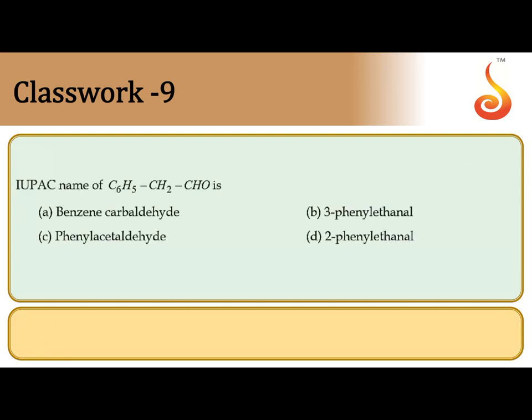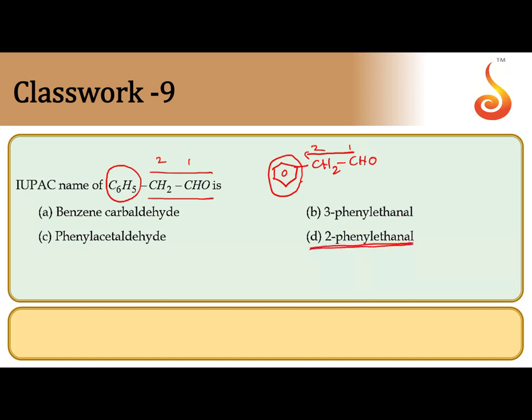IUPAC name again. Let us select the main carbon chain here. CHO, CH2, 1, 2. The C6H5 is the substituent. C6H5-CH2-CHO, first carbon, second carbon. So C6H5 is called phenyl. 2-phenylethanal. Eth is the root word, al the suffix.